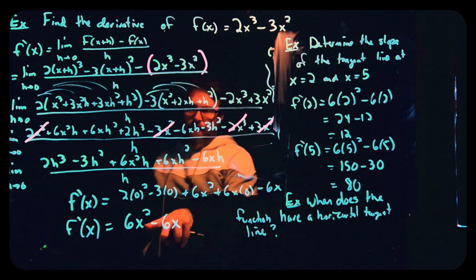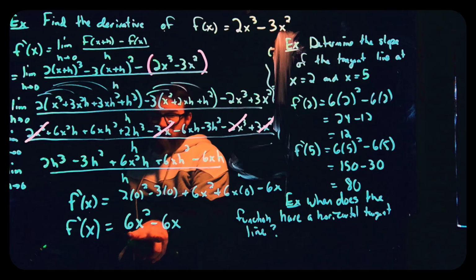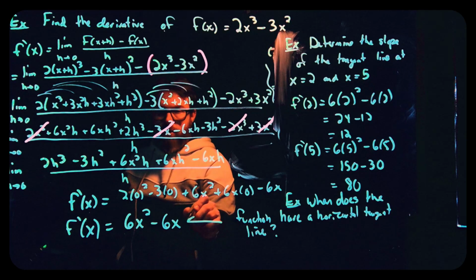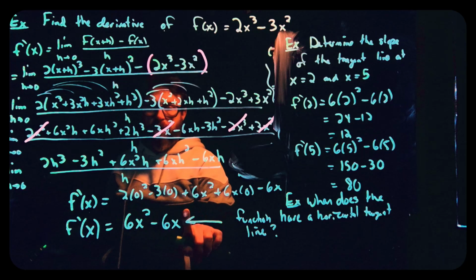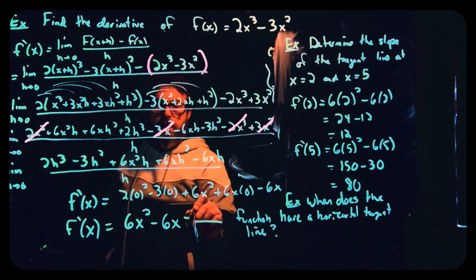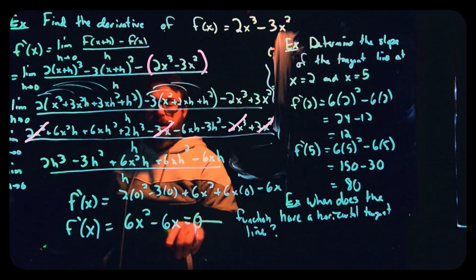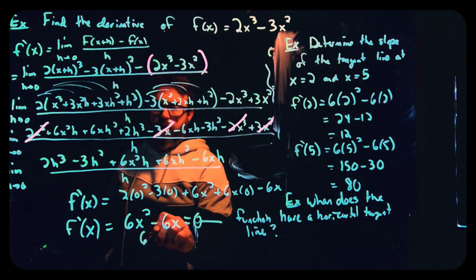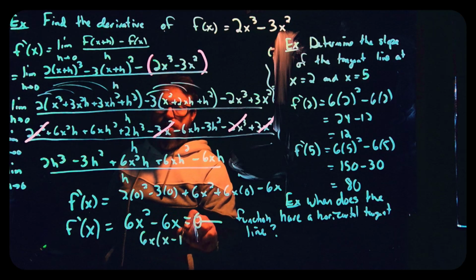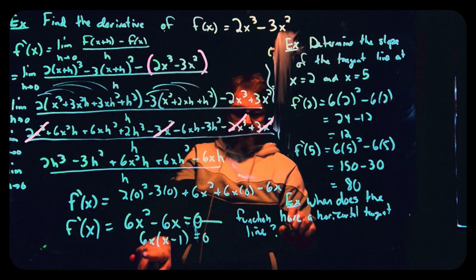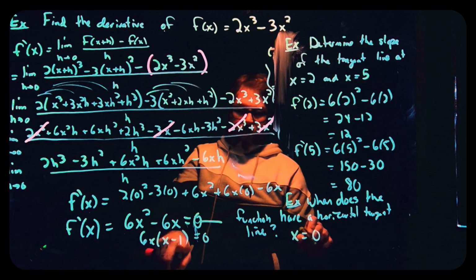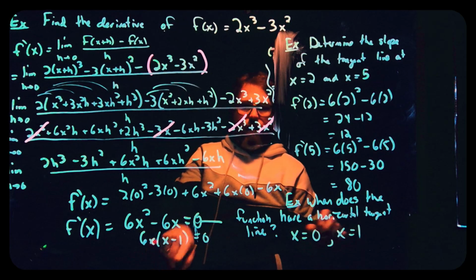Well, this will happen when the slope is equal to 0, or when the derivative is equal to 0. So let's just use the information I have here. What I would do is set f prime of x equal to 0, and then I can solve this. I can factor out a 6x, and I'd be left with an x minus 1 equal to 0. So this would happen when 6x is equal to 0, or when x is equal to 0, and also when x is equal to 1.